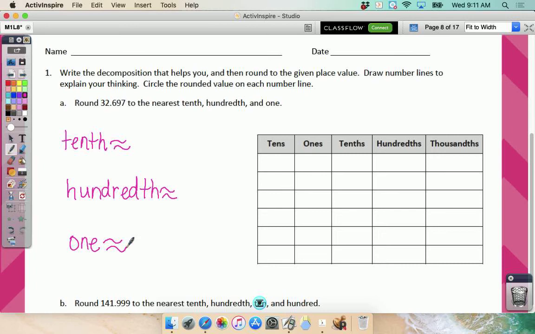Okay, and let's get the decimals on there in the right place. I had somebody on their exit ticket that had decimals in the wrong place, so let's be very careful about that, between the ones and the tenths. So 32 and 697 thousandths.